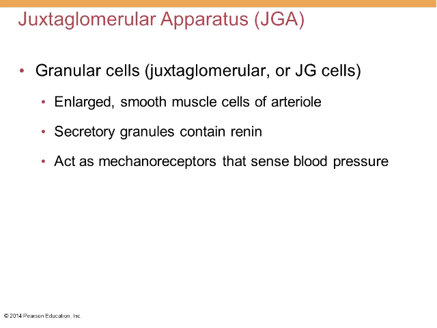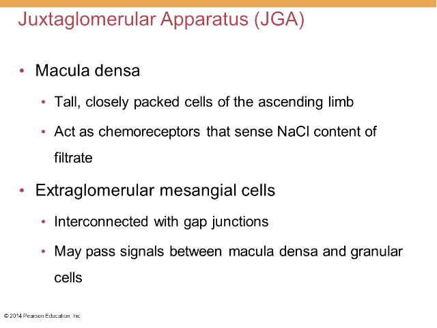We have granular cells, which are juxtaglomerular or JG cells. They're large, smooth muscle cells. They're arterial. They have secretory granules, which contain the renin. Remember the renin-angiotensin cycle. And they act as mechanical receptors that sense blood pressure.